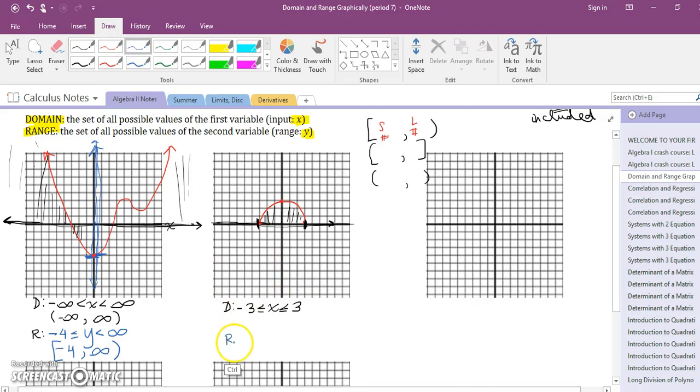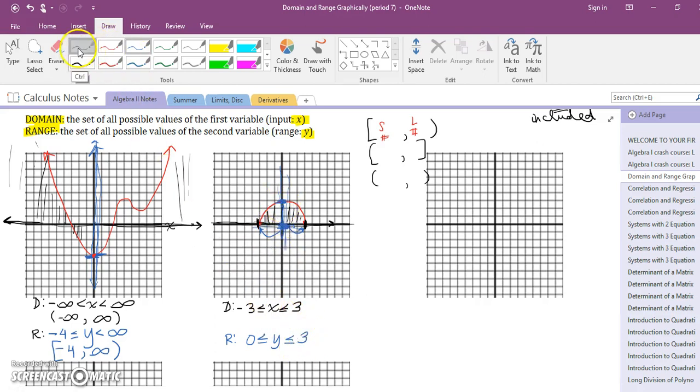I'm including it. The largest x can be is 3. For the range, I'm going to go up and down and see, does it go up or down forever? Clearly not. The highest up it goes is here. The lowest this graph goes is right here, and that corresponds with that point and that point. So start with the smallest y. The smallest y is the y value that corresponds right here, which is 0. It's included because there are closed dots there. And the largest that y can be is this point right here, and that's 3.